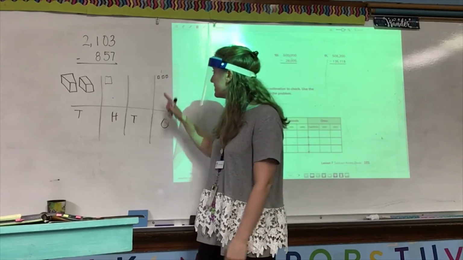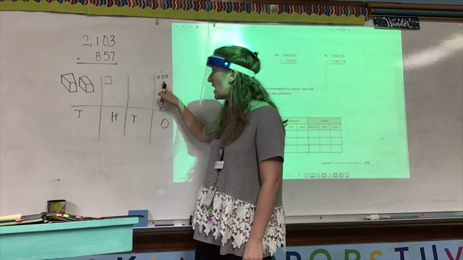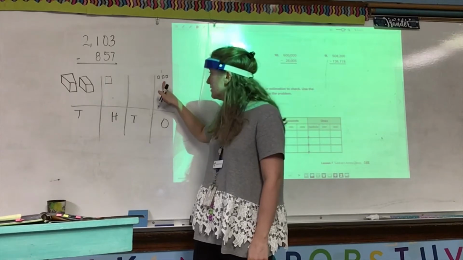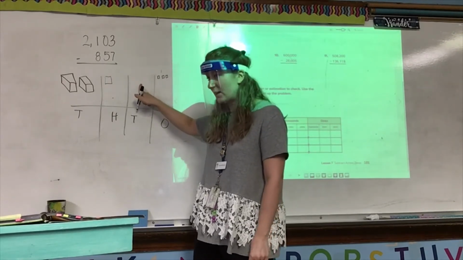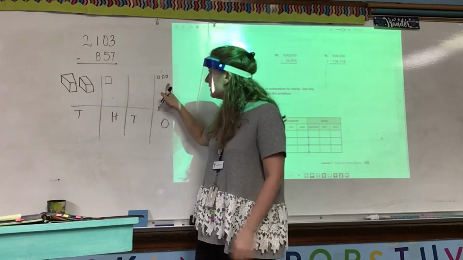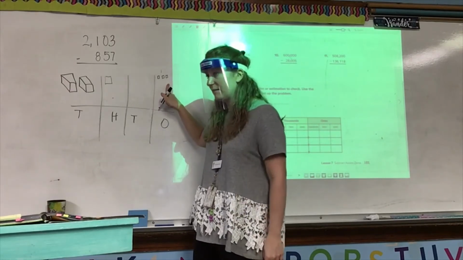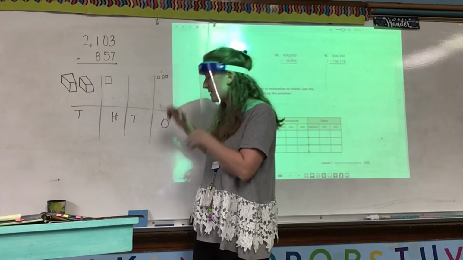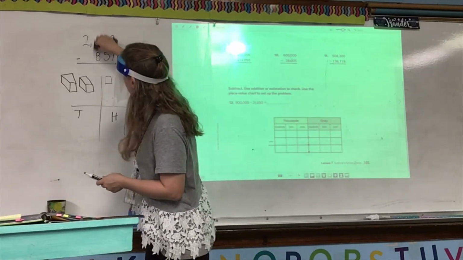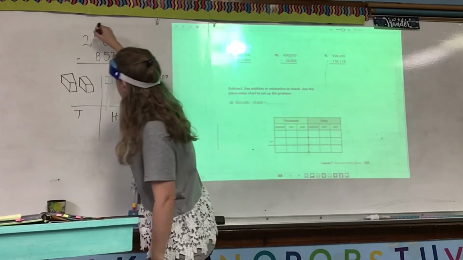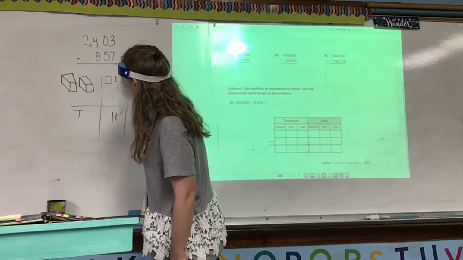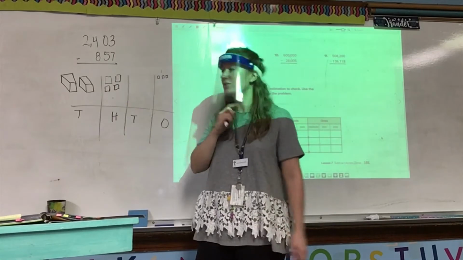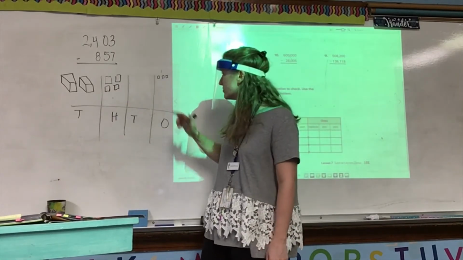So I start with the ones. Can I take 7 ones cubes from here? No. So normally I'd move to the tens place, but do I have anything here to give to this place? No, I don't. Oh, I messed up. So we are going to do 2,403. So I need 1, 2, 3, 4. Okay, sorry I changed it. 2,403 because I want to show something.